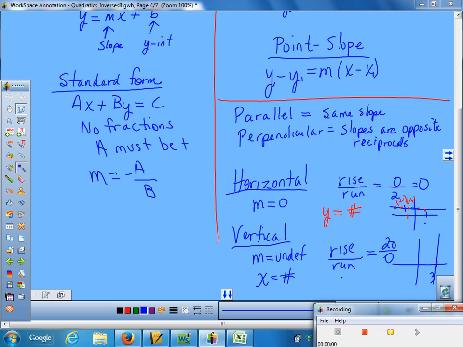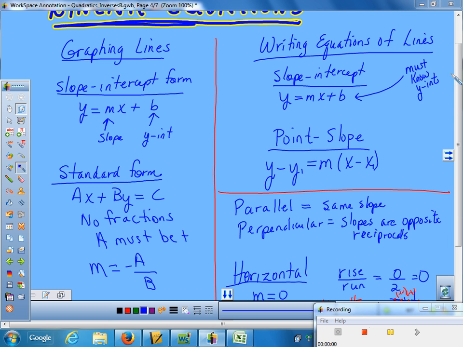All right. Right there is all the information you ever need to know to do lines. Everything you ever need to know is right there. The tricky part is deciding which formula do I use when. That's when people get in trouble. The only time you're going to use standard is if they give you a problem in standard form. We just don't use standard very much.